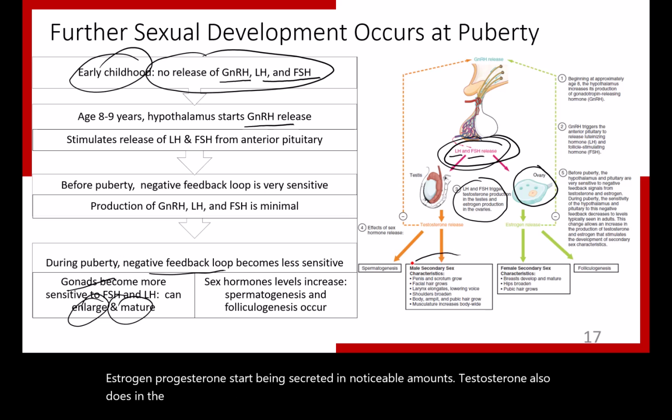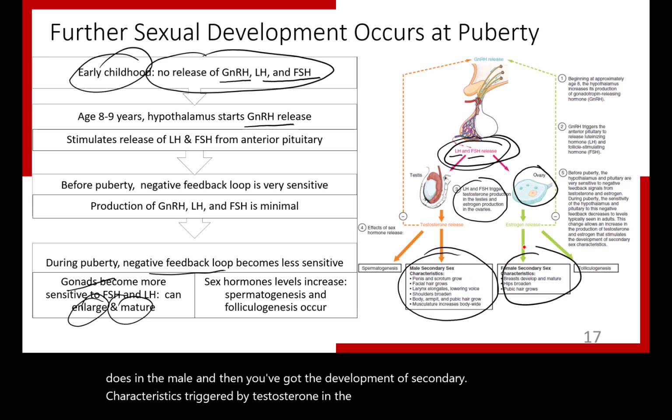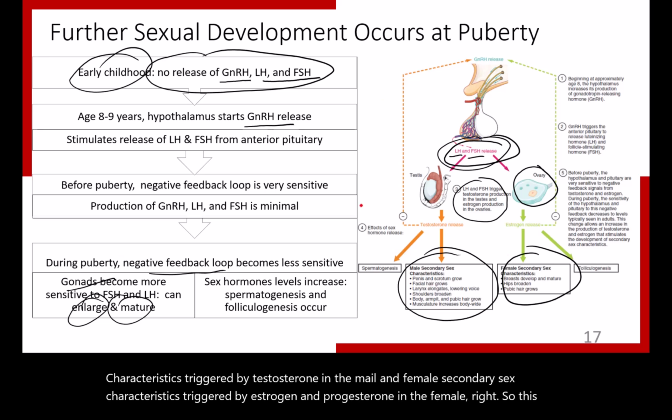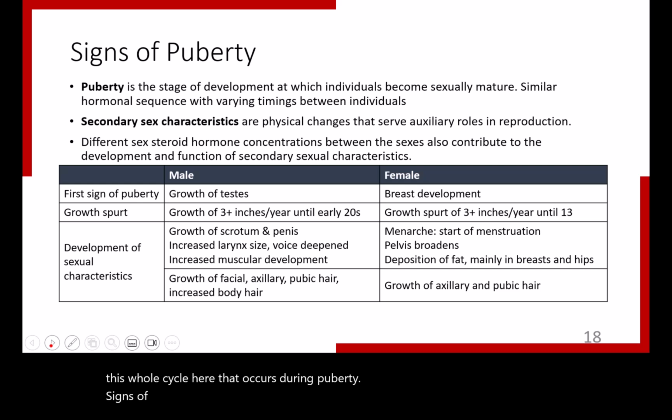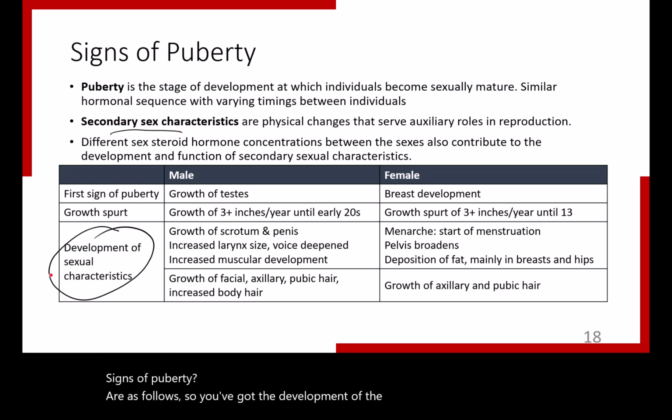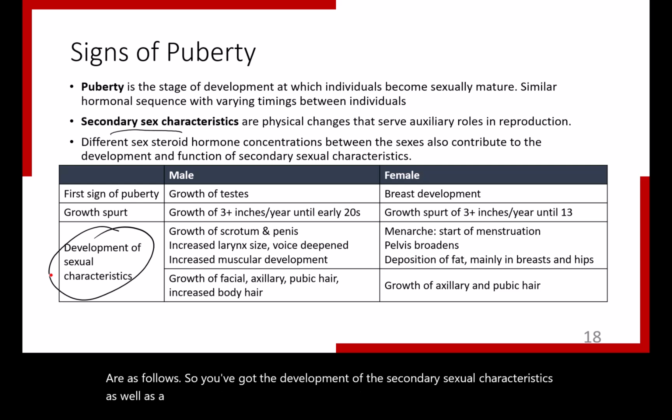And then you've got the development of secondary characteristics triggered by testosterone in the male, and female secondary sex characteristics triggered by estrogen and progesterone in the female, right? So this is this whole cycle here that occurs during puberty. Signs of puberty are as follows. So you've got the development of the secondary sexual characteristics, as well as a definition for what puberty is.